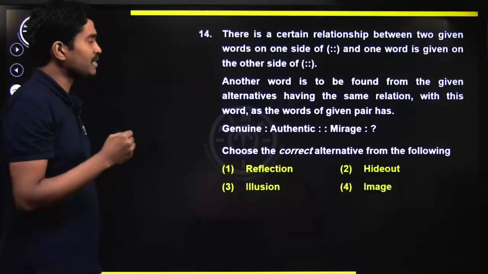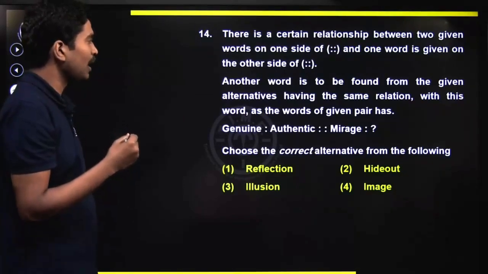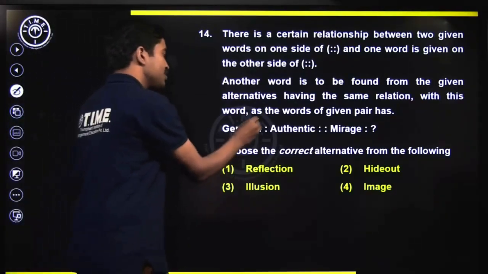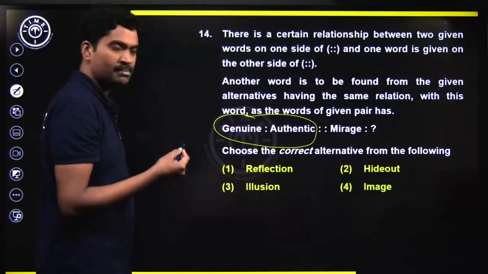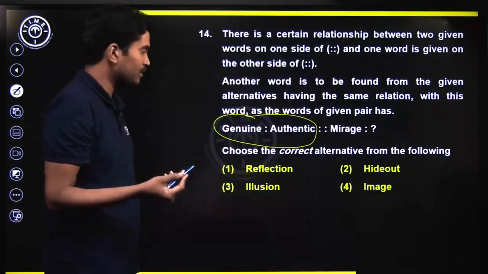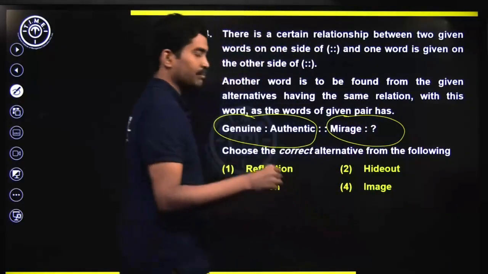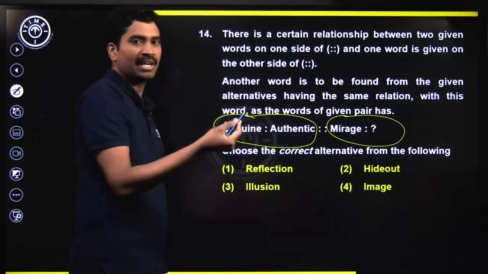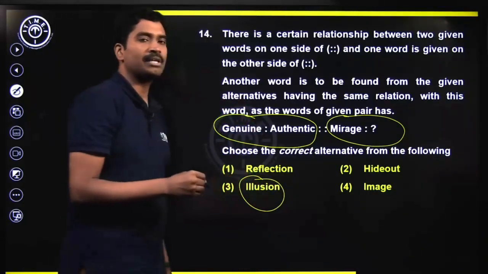There is a certain relationship between two given words on one side and one word is given on the other side. All right. So genuine, authentic. Genuine and authentic are synonyms. Genuine means authentic, right? A mirage is something that you imagine is there but isn't actually. So it is an illusion. A mirage is an illusion, right?